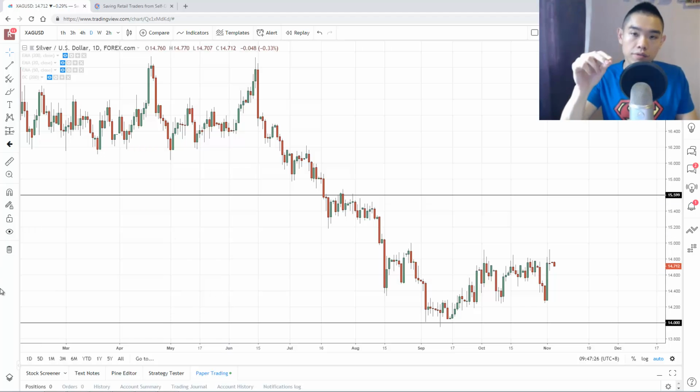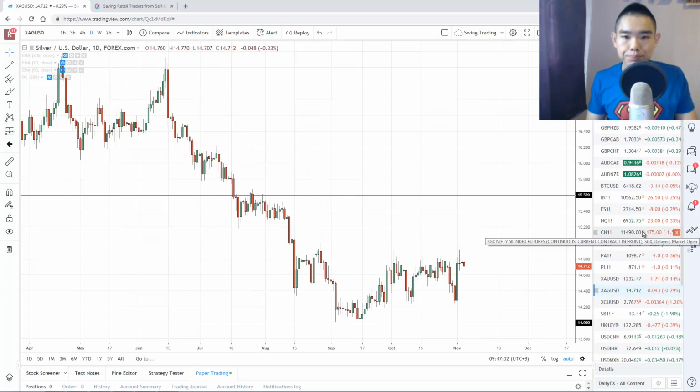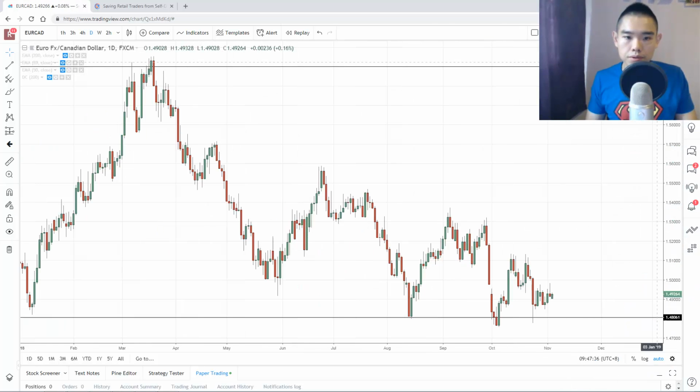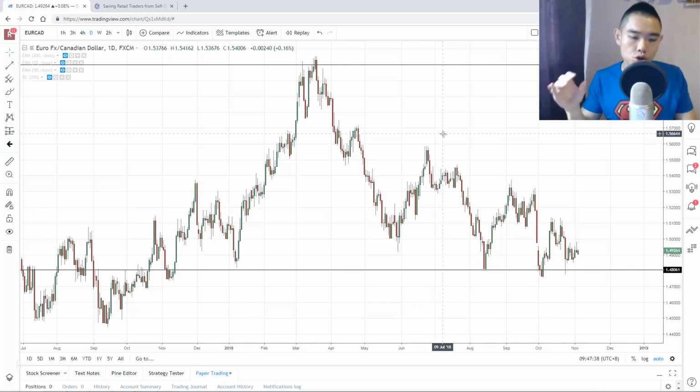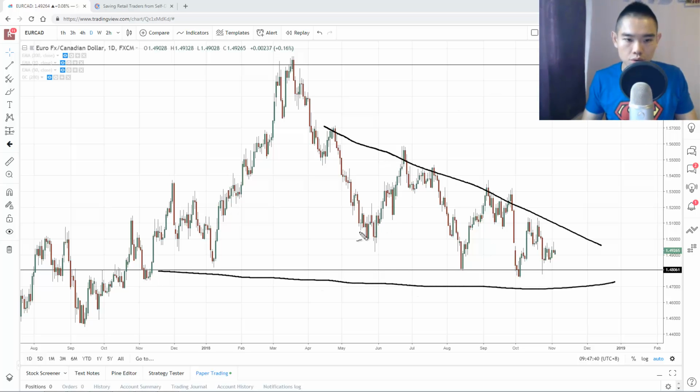Okay, so this is for silver. I'm bullish on this. Another market that's worth looking at is this one over here. It's something that I think a lot of traders are not really mentioning much. It's Euro Canadian. If you look at Euro Canadian, you notice the price action is getting tighter and tighter. If you just connect the highs, and this is the area of support, notice the range over here is getting tighter and tighter.